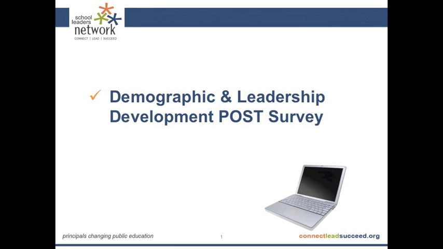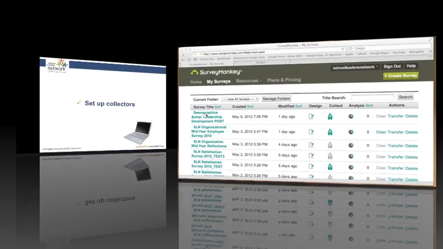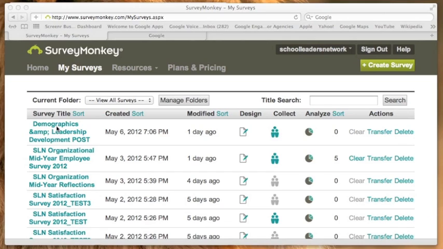So let's dive right in to the first how-to, setting up your collectors. In order to set up your collector, you can see at the collect column here, this icon. And it's green, which means that there are collectors already set up for this particular survey. If it's not green, that means that collectors have yet to be set up for the corresponding survey. But we're going to focus in on the Demographic and Leadership Survey. So what you would do is click the icon here.